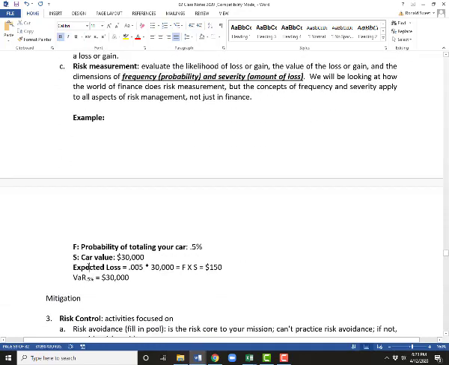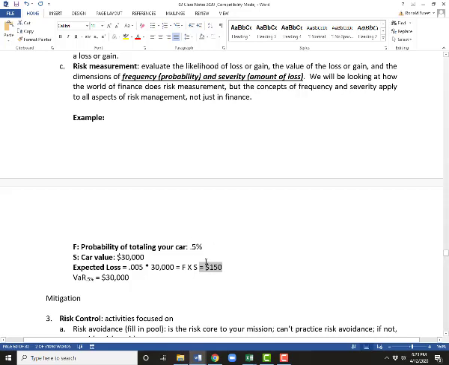So expected loss is frequency times severity. If you own a car and you have a 0.5% chance of totaling your car, and your car is worth $30,000, your expected loss is 0.005, which is the same thing as 0.5%, times 30,000, frequency times severity, that's $150. That's the least your insurance company is going to charge you.